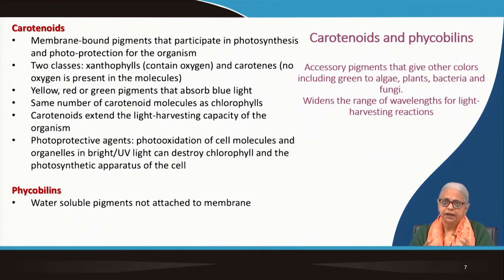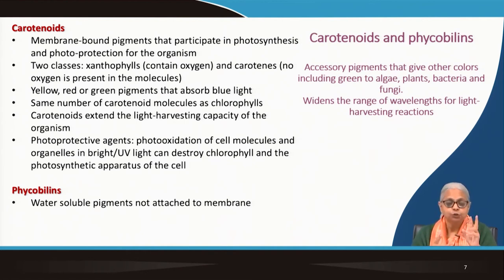Now, there are other accessory pigments, which are called carotenoids and phycobilins. When you see plants with yellow, green, and red colors, these accessory pigments are giving these plants those colors. You can also find them in algae. You can find red algae, and you can find pink algae. All these colors are there in both microorganisms as well as higher plants.